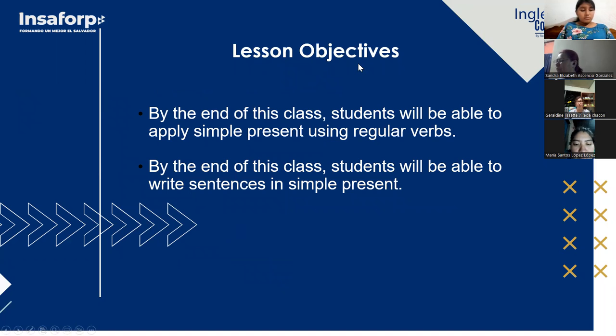Okay, objectives. At the end of this class, this is the main objective, okay? At the end of this class, you will be able to apply simple present using regular verbs and also irregular verbs. Also you will be able to write sentences in simple present. Those will be the main objectives for this lesson.